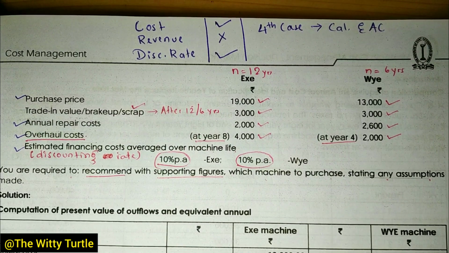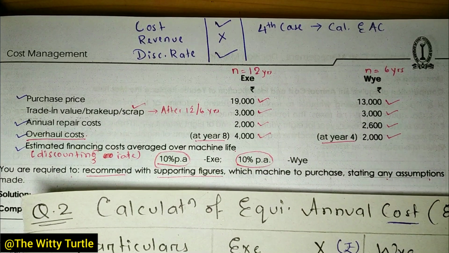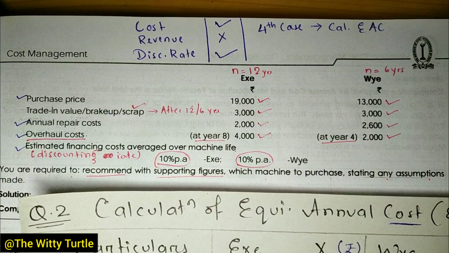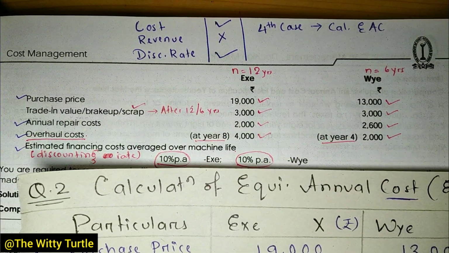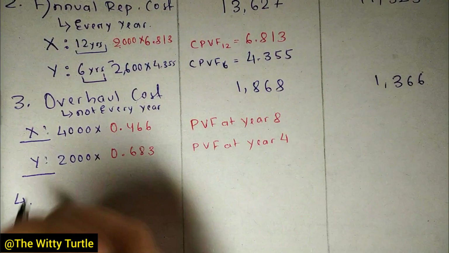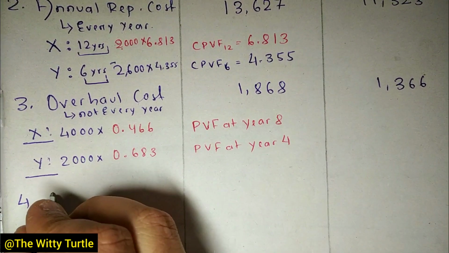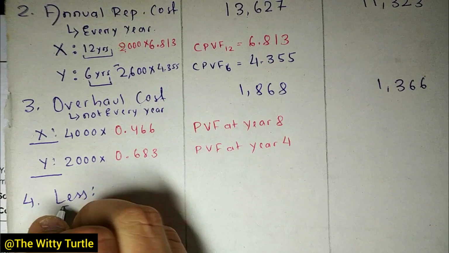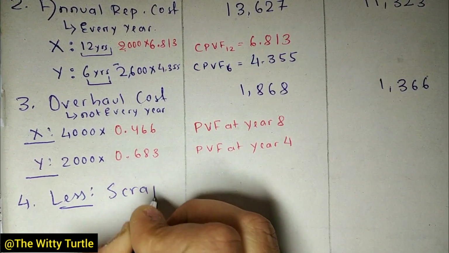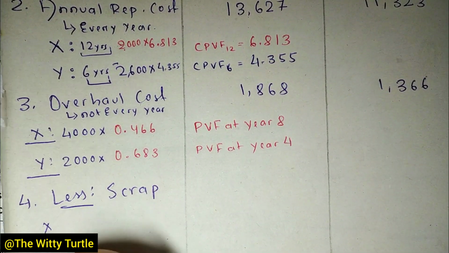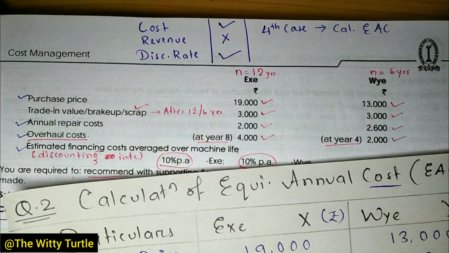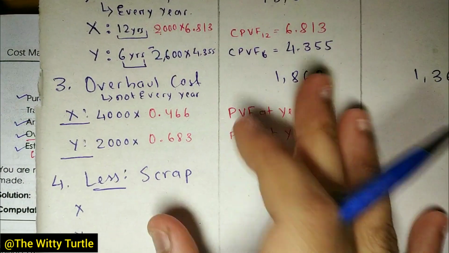The only thing which is remaining is the scrap amount. So scrap amount will be incurred at the year end, right? Year end, at the end of the life. This will be incurred now. So you have to less the scrap value. So for X, what is the scrap value? For both, it is 3000 only.